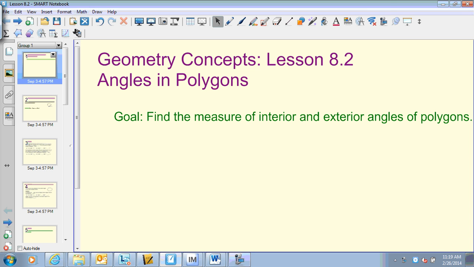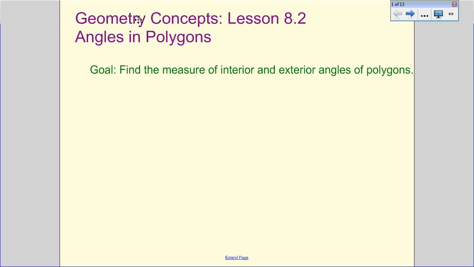Ladies and gentlemen, we're going to move right along with Chapter 8. And so we're looking at Lesson 8.2, and we're taking a look at the angles and polygons. So our goal is going to be to find the measures of interior and exterior angles of polygons.